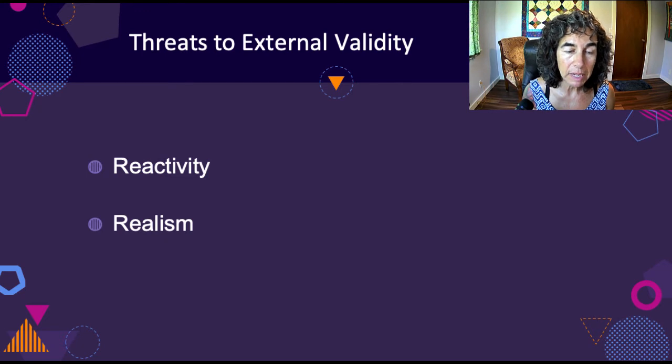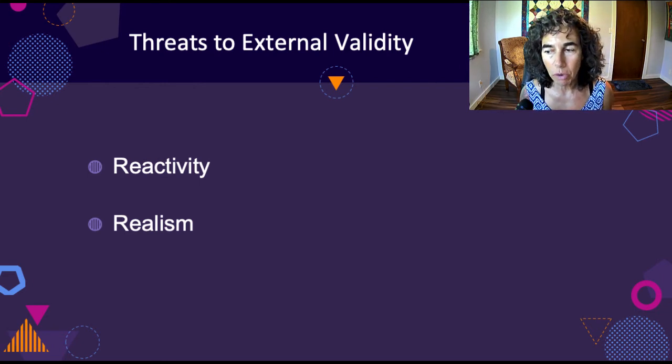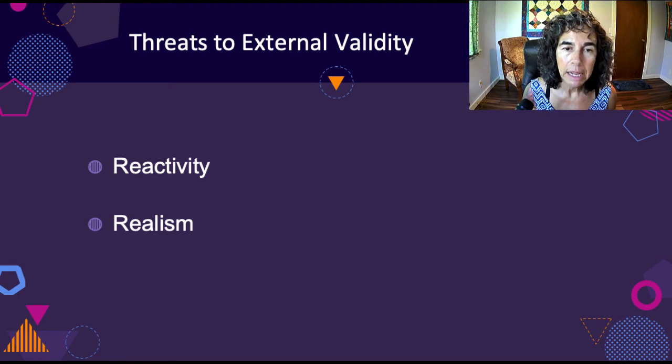So reactivity is the extent to which participants are responding to being part of a study. So they're reacting to like being in a study as opposed to being in real life, right? And they act differently because of that. They may be nervous, they may be trying to show off, they may be reluctant, they may be a whole bunch of things, positive or negative, but it changes their behavior.